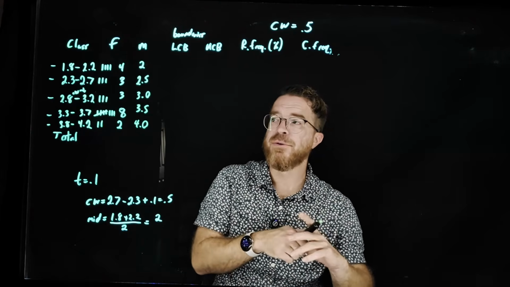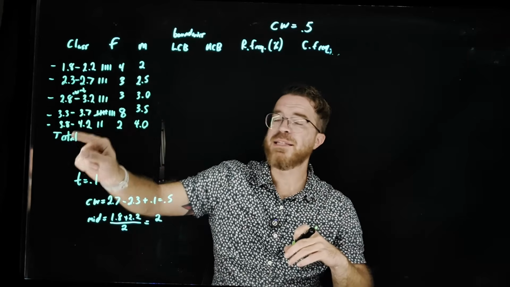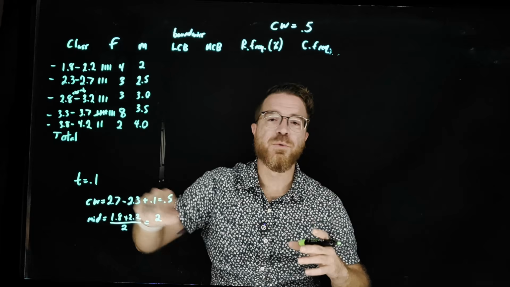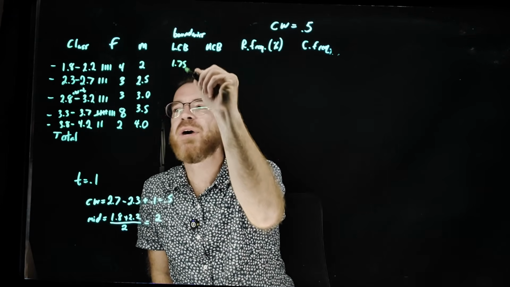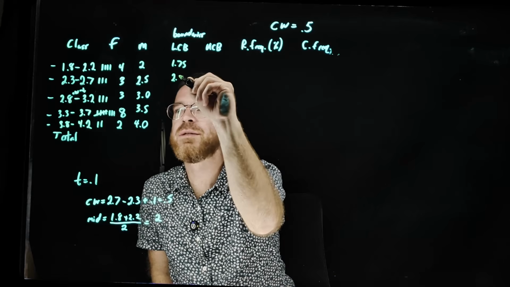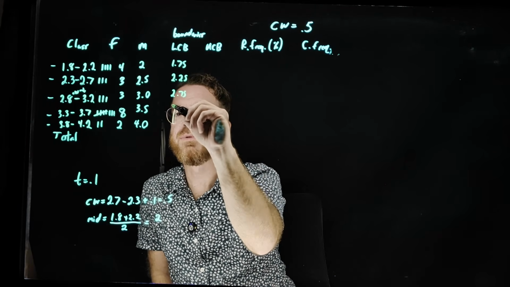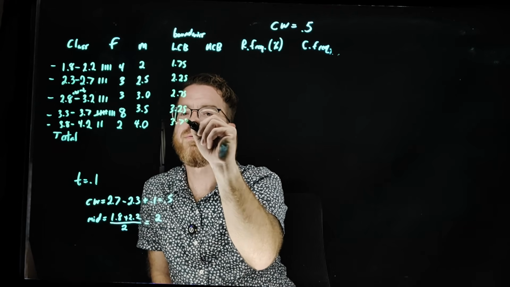Now we're going to find our lower class boundaries and our upper class boundaries. If you remember, for our lower class boundaries, we take our lower class limits and subtract half of the tolerance. So this would be half of 0.1, which is 0.05. So this is going to be 1.75. This one's going to be 2.25. This one's going to be 2.75. This one's going to be 3.25. And this one's going to be 3.75.